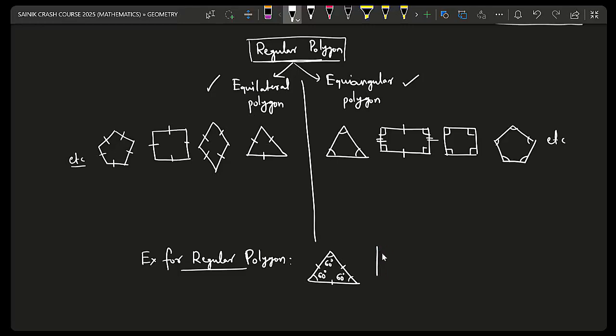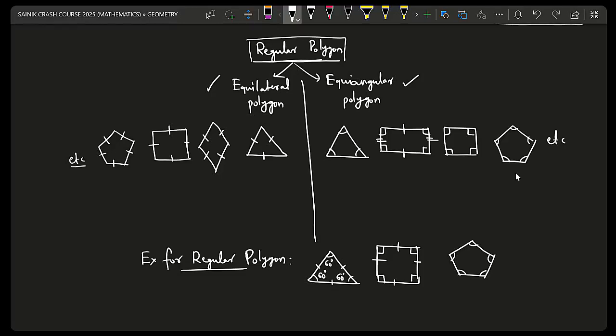Now you can take an example of a square. In a square, all the sides are equal, we know that, and the sum of all the interior angles is 360 degrees, divided by 4. 360 by 4, you're going to get exactly 90 degrees, all of them. And you take an example of a regular pentagon. Regular pentagon means all sides are equal and all angles are equal. Who will tell me each interior angle of a regular pentagon?